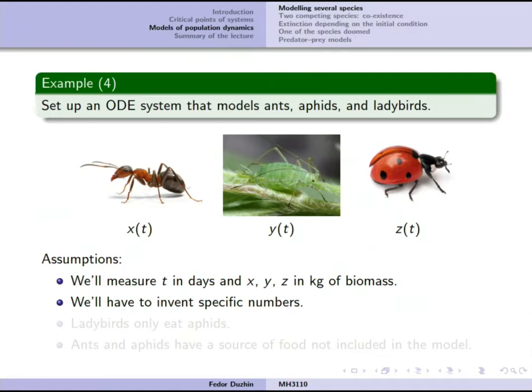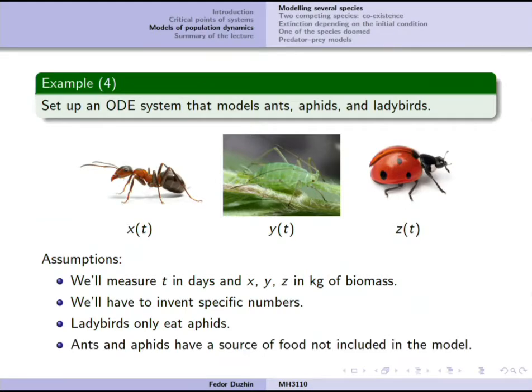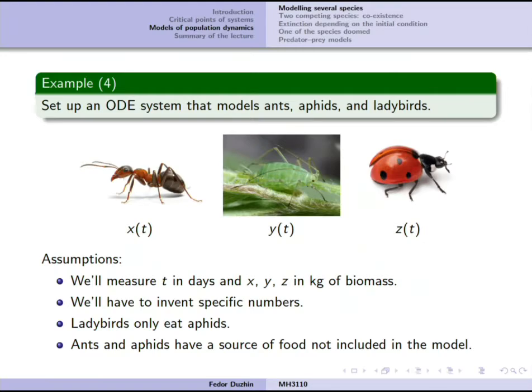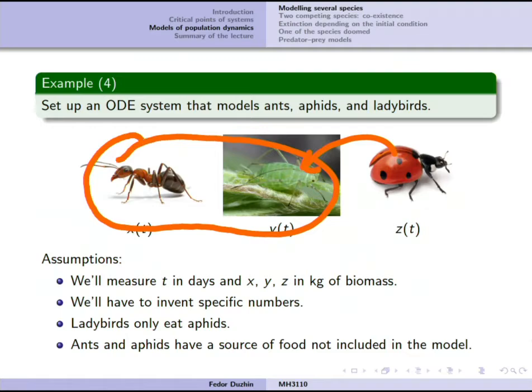And the assumption here is that the ladybirds eat aphids, which is true, actually. At first, we assume that ants and aphids have a source of food not included in the model. So ants eat something, aphids eat something. The important part is that ladybirds eat aphids, but ants protect aphids from ladybirds, and they kind of milk aphids and eat their milk. So aphids to ants is something like cows to people, and ladybirds may be thought of as leopards. Leopards would eat cattle, and humans try to protect cattle. The same type of relation here.